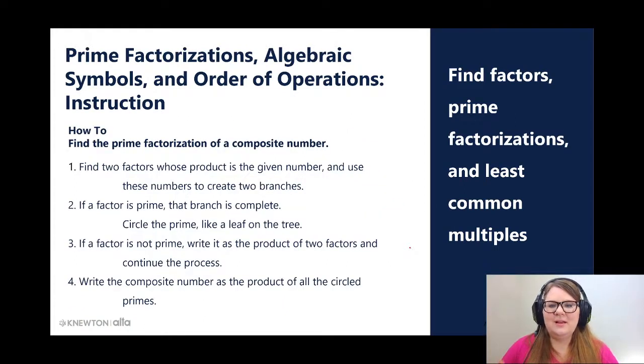All right, so again, here are the steps for finding the prime factorization of a composite number. You want to find two factors whose product is the given number and use them to create the two branches. If a factor is prime, that branch is complete. We're going to circle the prime number. There you go. If it's not prime, you're going to repeat the process by writing it as a product of two more factors, and you're going to continue that process, okay? Then when you're all done, you're going to write the composite number as the product of all the circled primes.